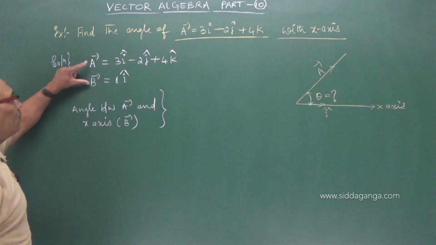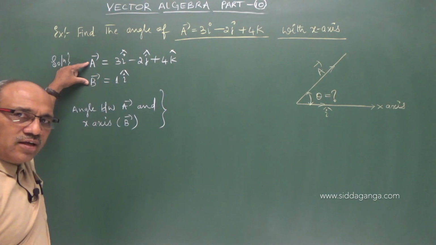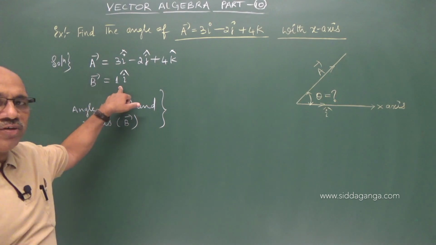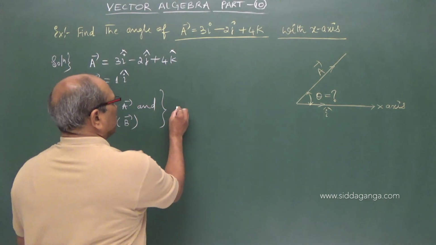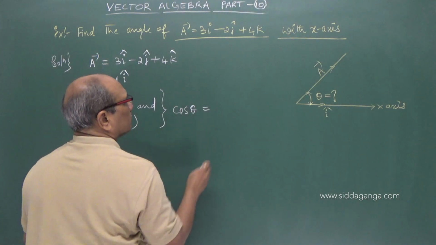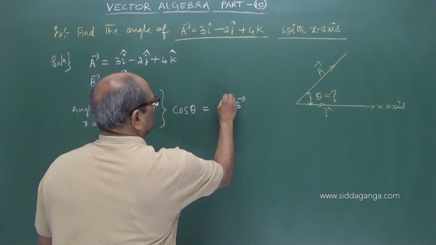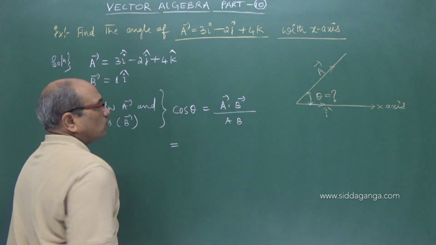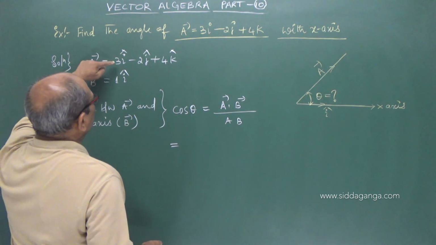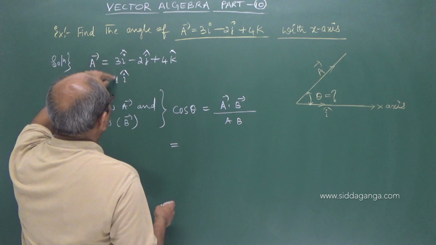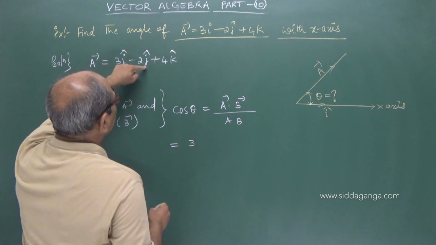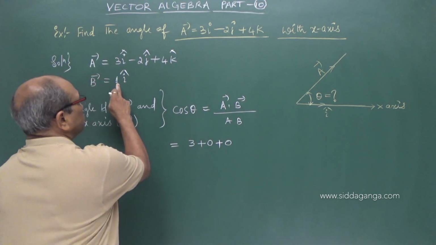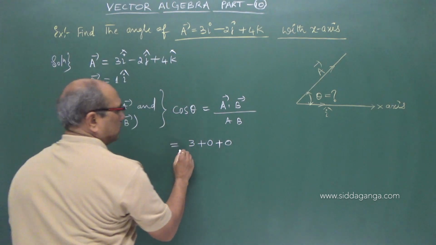Now, I hope you have followed. Between A and B, we have to find the angle. B is the x-axis, A is this. X-axis means it is a vector having unit vector 1. So now, find cos theta first: A dot B by AB. A dot B means A into B. I to I is only 3. J to J is 0. K to K is 0. No existence, only I exists. 3 into 1 is 3.